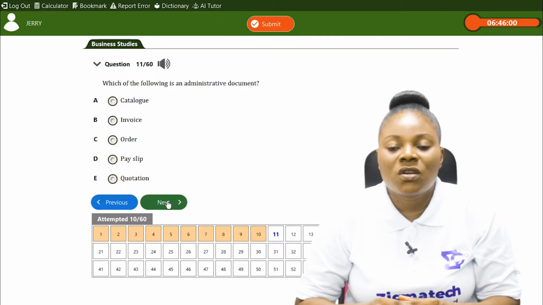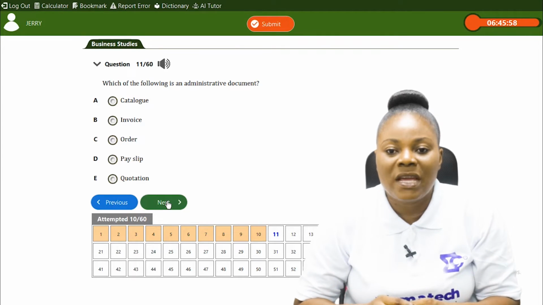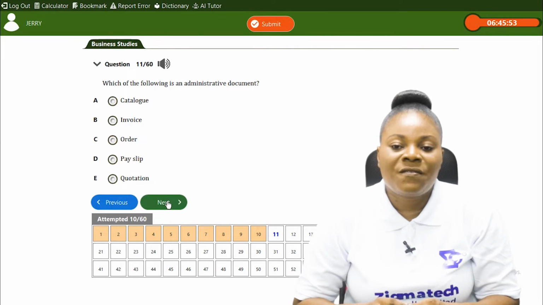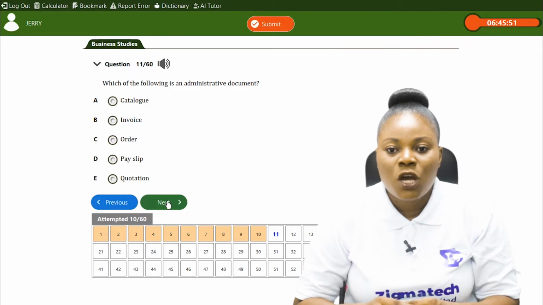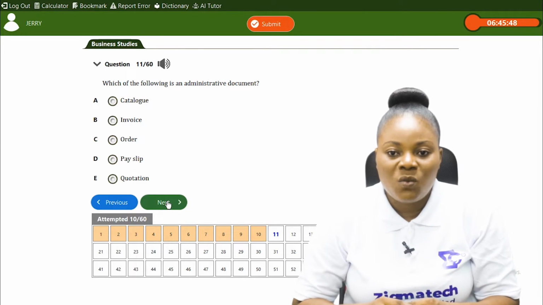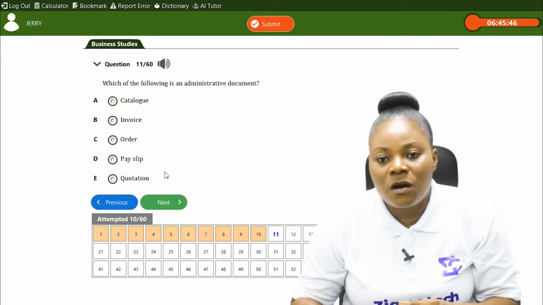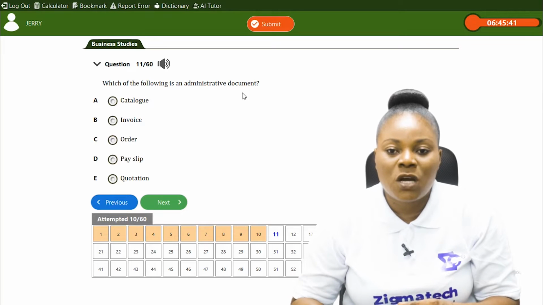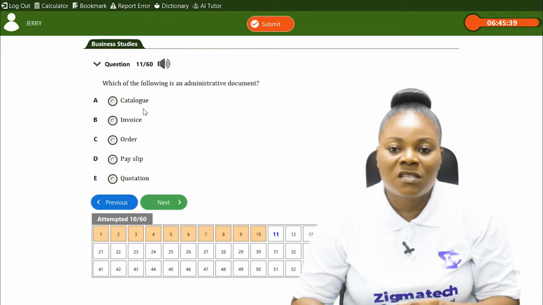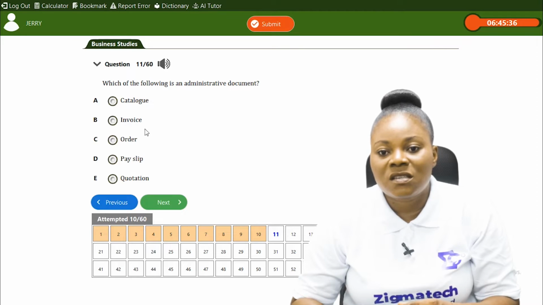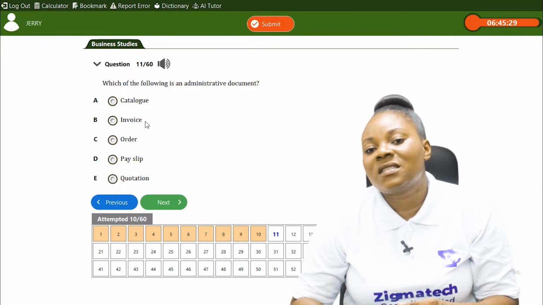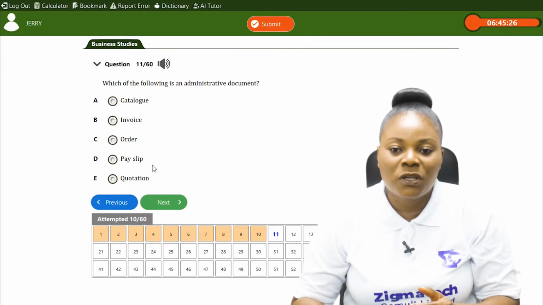The next question, question 11, says, which of the following is an administrative document? We have catalog, invoice, order form, pay slip, quotation. So which of these is an administrative document? Catalog is a source document, invoice is a source document, order form is a source document, quotation is a source document. They are all documents. They are either sales documents or purchase documents.